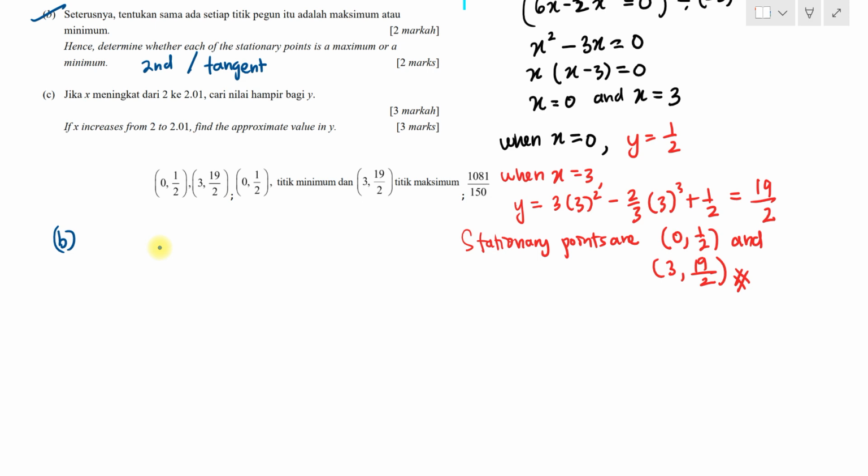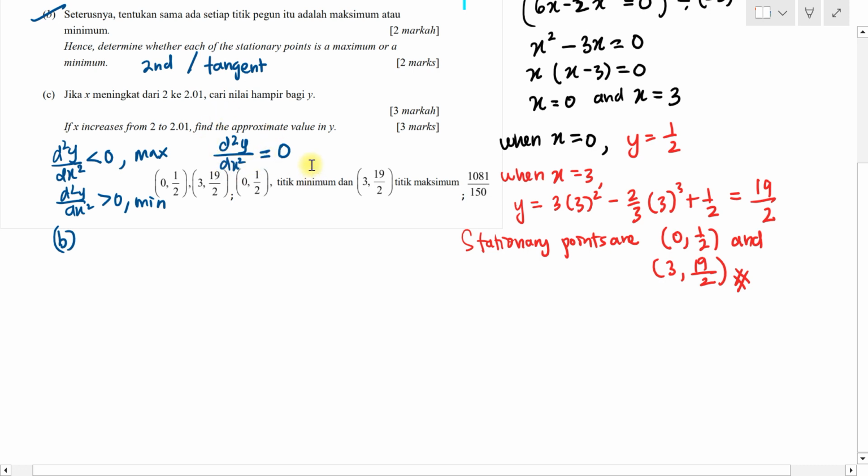If second order differentiation, be mindful that let's say your second order differentiation is less than 0, then it is a maximum point. If second order differentiation is more than 0, then minimum point. And if you want to find inflection point, your second order differentiation will be 0. This part I forgot to mention in our classes also. Please take note. Second order differentiation, you should be getting 0. So let's do the second order differentiation first.